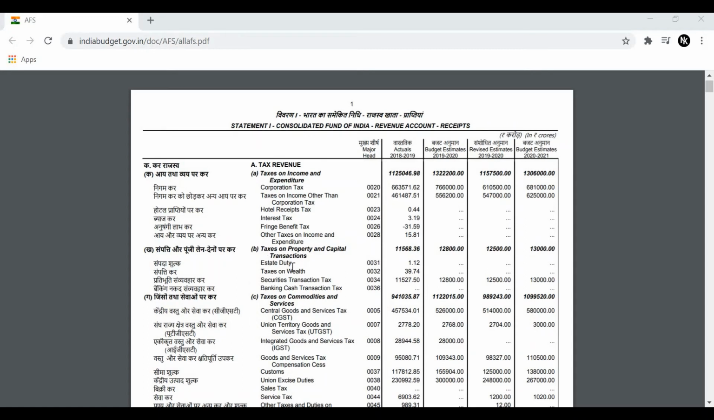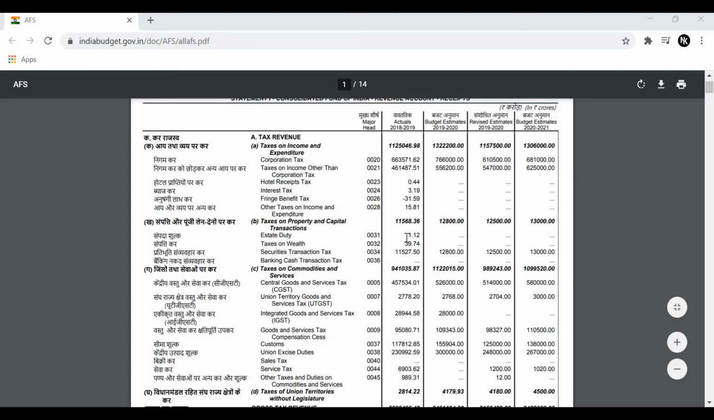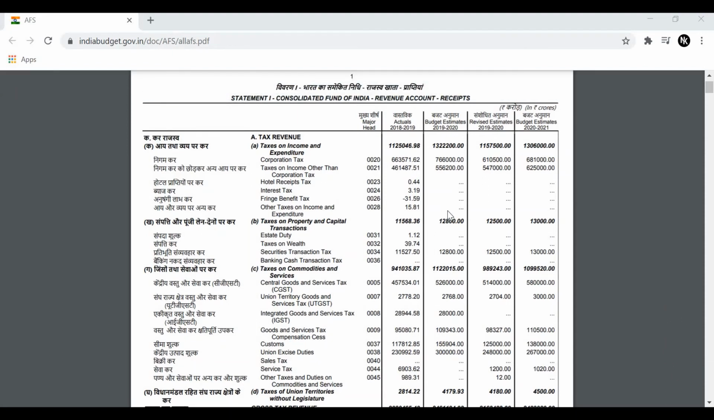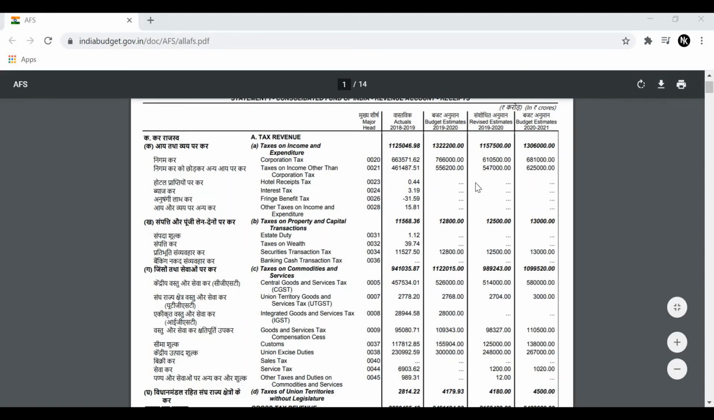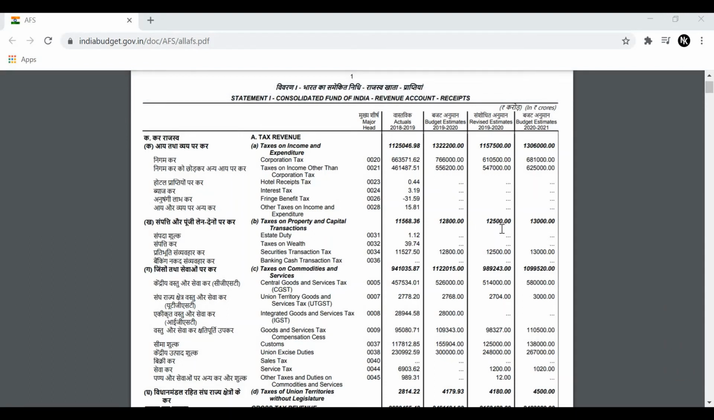And then taxes on property and capital transactions, estate duty, taxes on wealth, security transactions. These are all tax-based revenue, and we also have the actuals from 2018 to 2019, the budget estimates for this year, the revised estimates halfway across the year, and the budget estimates for 2020 to 21. You can see that from 2018 to 2019, the actual revenue from taxes on property and capital transactions was 11,568 crores, whereas the budget estimates for the following year was 12,800. So we see an increase in revenue, which is good for the government and the people. But the revised estimate, mid-year, goes down by 300 crores, so 12,500 crores. And then the budget estimates for 2021, the revenue is 13,000 crores from taxes on property and capital transactions.